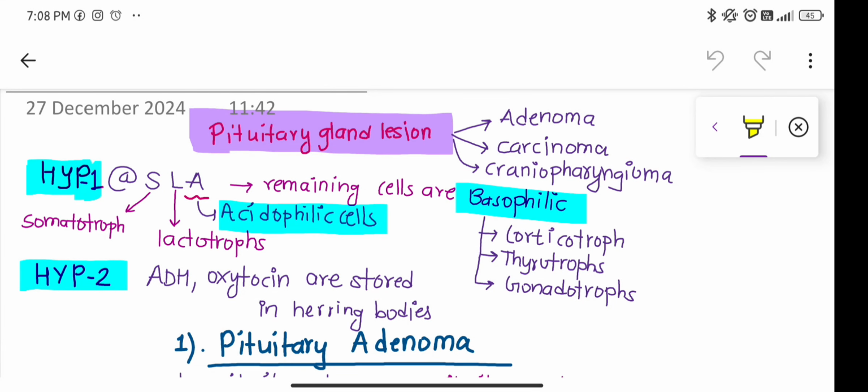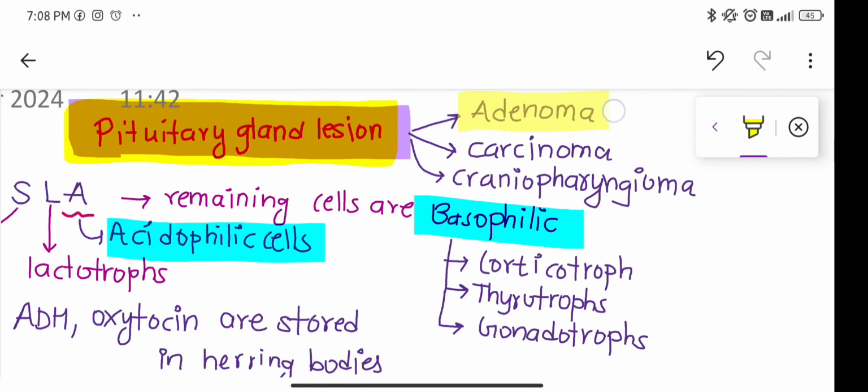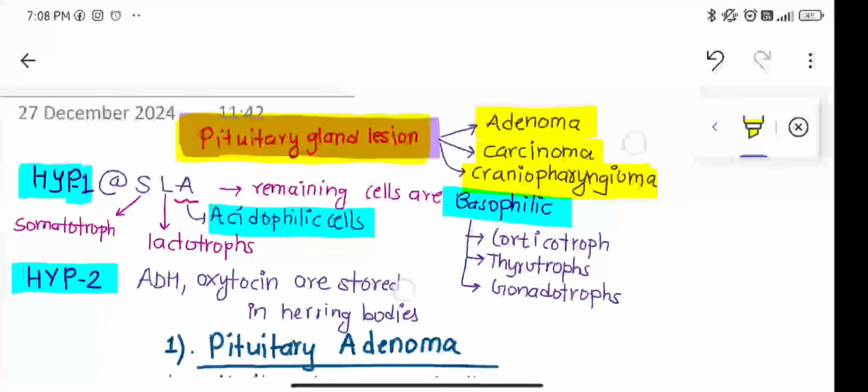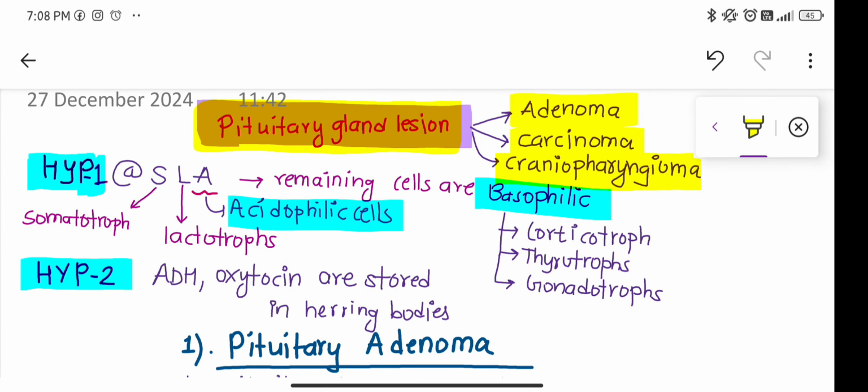Everyone, today I am going to make you clear on the topic of pituitary gland lesion. Under pituitary gland lesion we have to study adenoma, carcinoma and craniopharyngioma. These are also important topics for the NEET PG entrance examination.